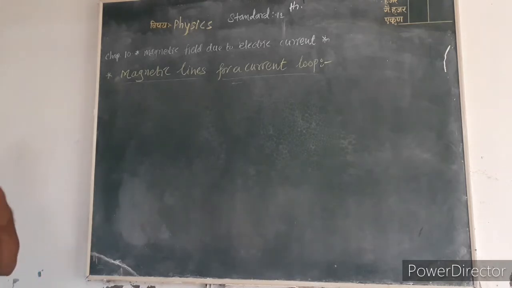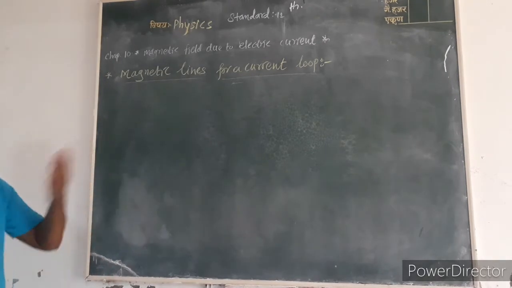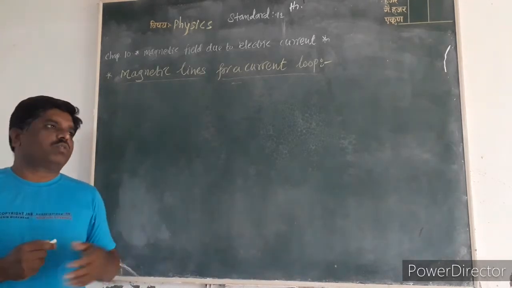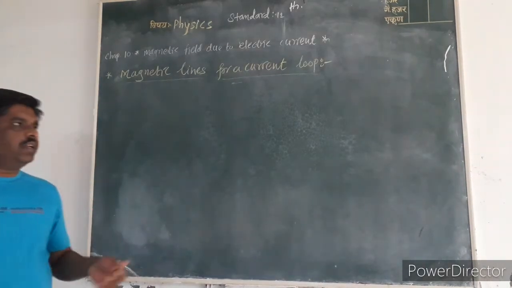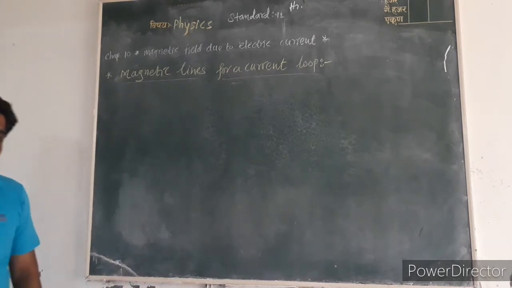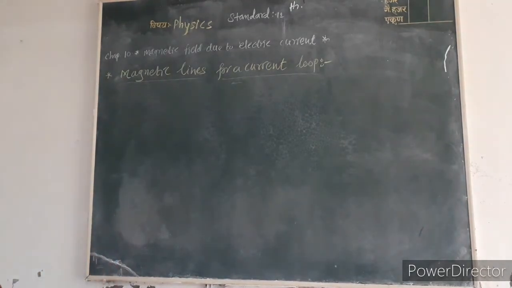A coil takes a number of turns of wire, hence it is called a current loop. And due to the current loop, a magnetic field is produced around this wire, and due to the magnetic field there are magnetic lines.